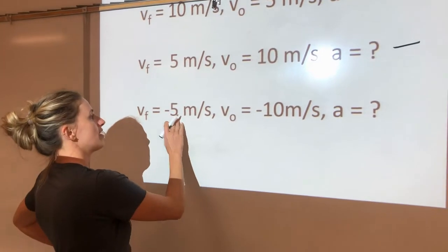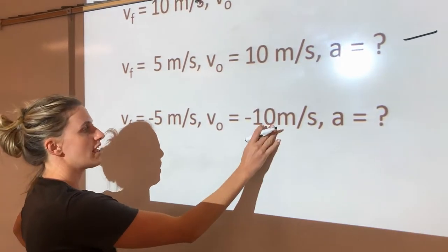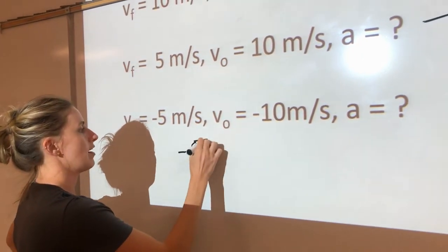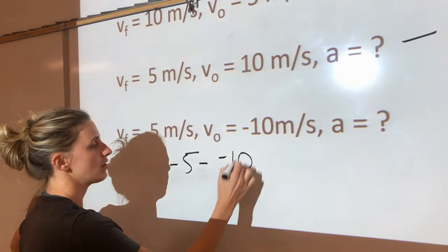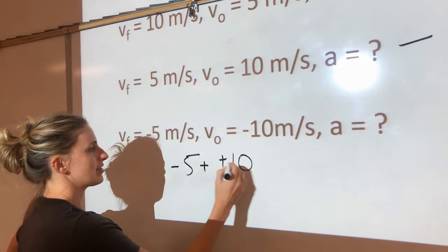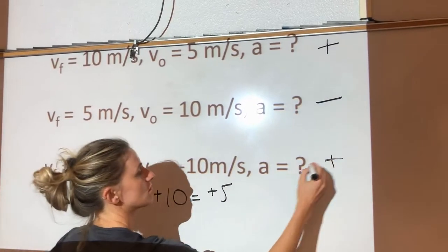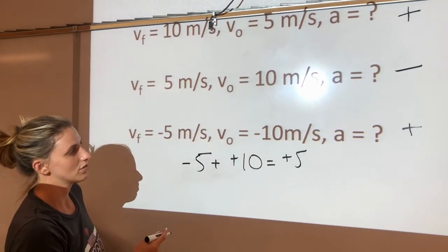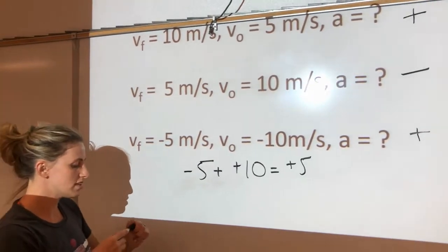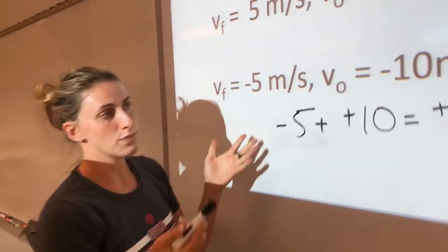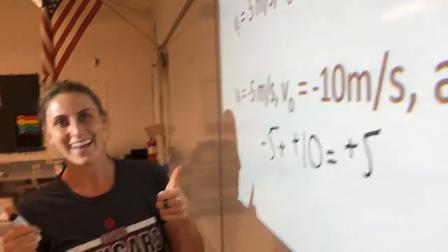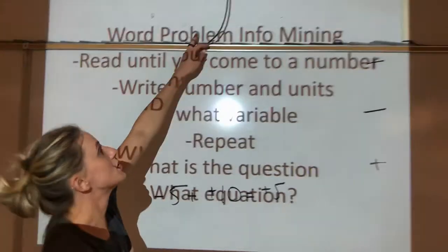So here we've got negative 5, negative 10. This one helps me if I write it out: minus a negative 10. And I like to do my math like this. That's going to give me a positive 5, which means our acceleration is positive. It's a simple thing. What you need to know is that if the velocity on the top is positive, the acceleration is going to be positive. Oh, this is important.